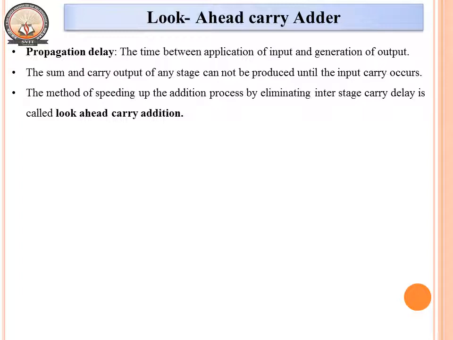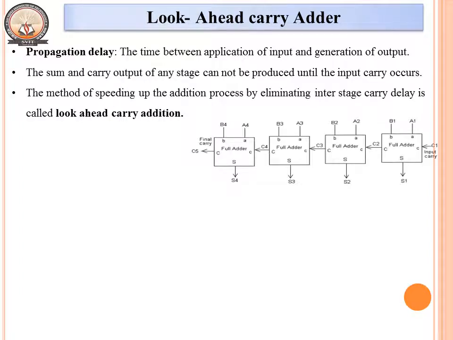Okay, so as the number of bits increases, there will be propagation of carry from one stage to another stage. So what we have to do here is reduce this propagation delay. That can be done using this look ahead carry addition method. As I told you, this is an example of a parallel adder. You can see here it is a 4-bit parallel adder. Here we have used four full adders, which will help us to add two 4-bit data.